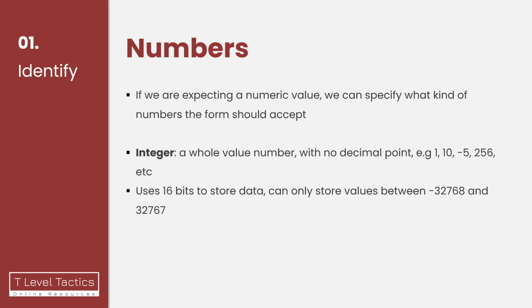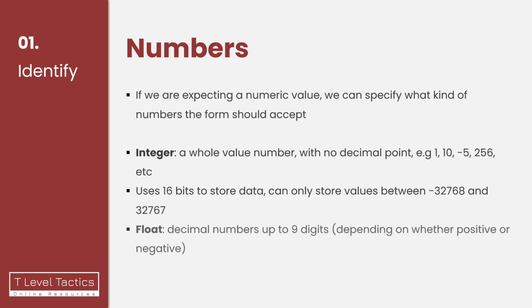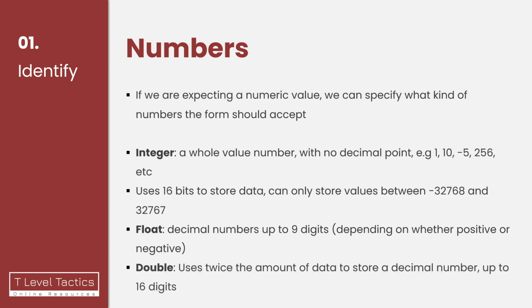So what about if we want to store a number larger than that? Well, that's where we could use a float, for instance, which is a decimal number up to 9 digits, depending on whether it's positive or negative, or we could use a double, which uses twice the amount of data as an integer to store a decimal number up to 16 digits in length.